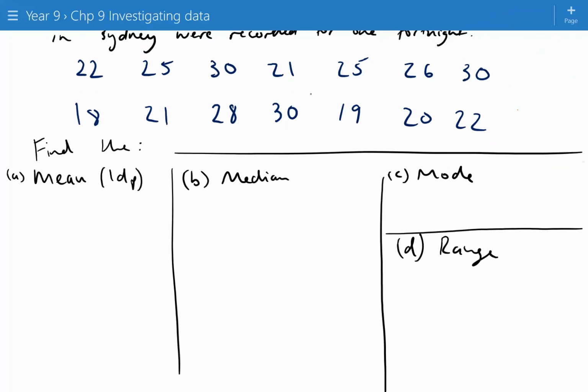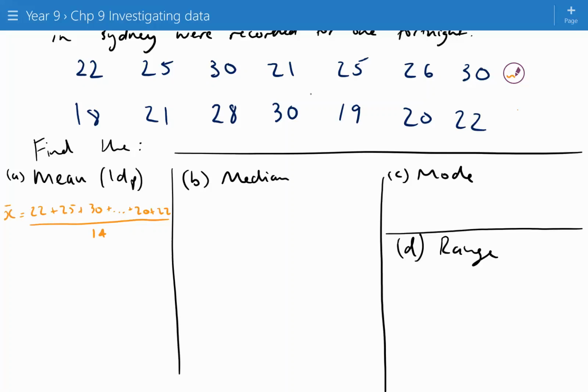So we need to add all the scores up. So x bar equals 22 plus 25 plus 30. I'm just going up and adding all the scores. Now I'm not going to have enough room here. I'm going to write this plus dot dot dot plus the last two, 20 plus 22, okay? Divided by, how many scores are there? There's 2, 4, 6, 8, 10, 12, 14. It's a fortnight, there are 14 scores.